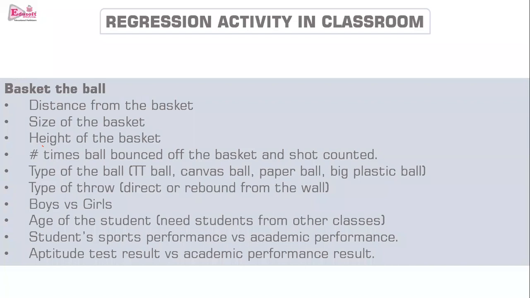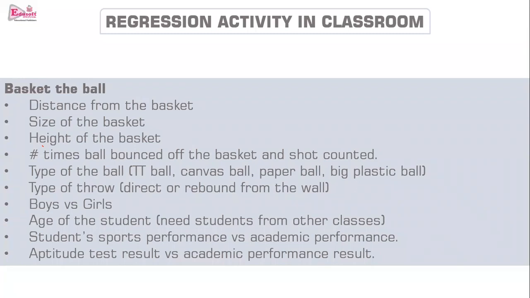And what variables can you use? Distance from the basket: let the students throw the ball into the basket from say 5 feet, then change the distance to 8 feet and then 10 feet and see how many shots were successful. You keep noting that down on a piece of paper. Then size of the basket can also be a variable. When the basket is bigger, the number of successful shots would be higher. Then height of the basket can also create problems. A very low basket would be difficult, a very high basket would be difficult.